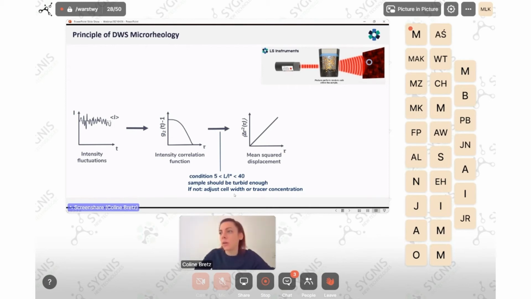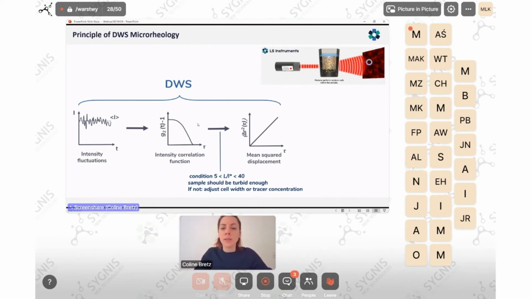And in typical equipment that people would use, the device basically calculates this value and tells the user the sample is okay to be measured, or the sample is not turbid enough or too turbid. So this is done automatically. Then this basically constitutes the basic analysis of DWS. So this is the principle.